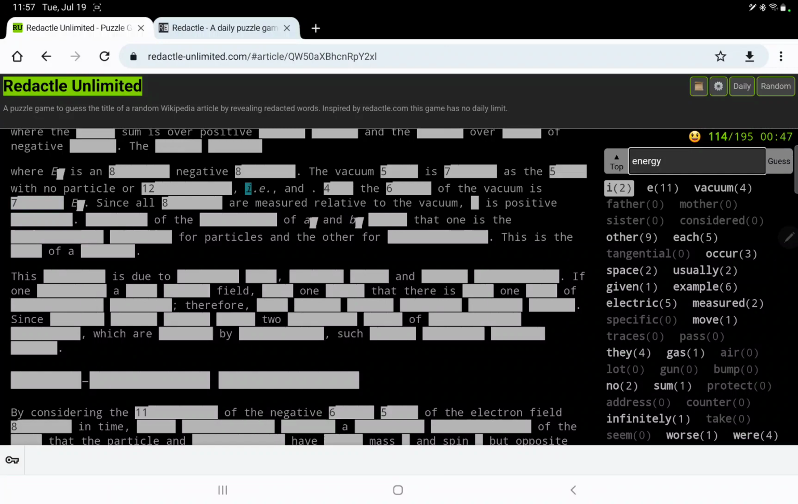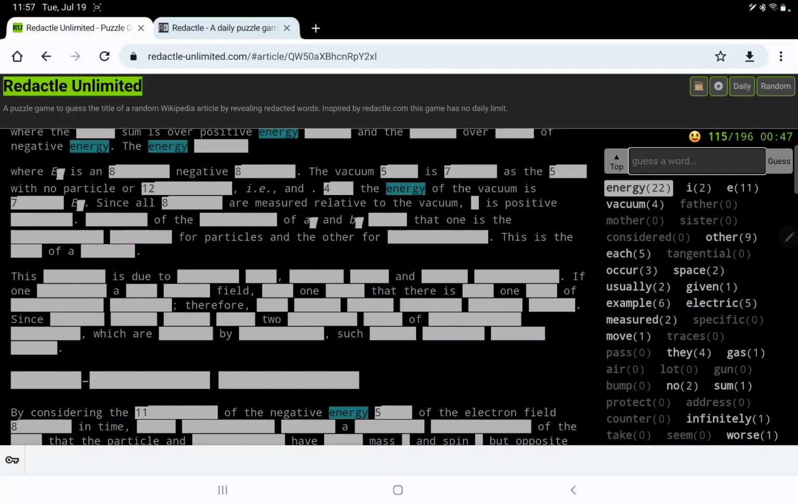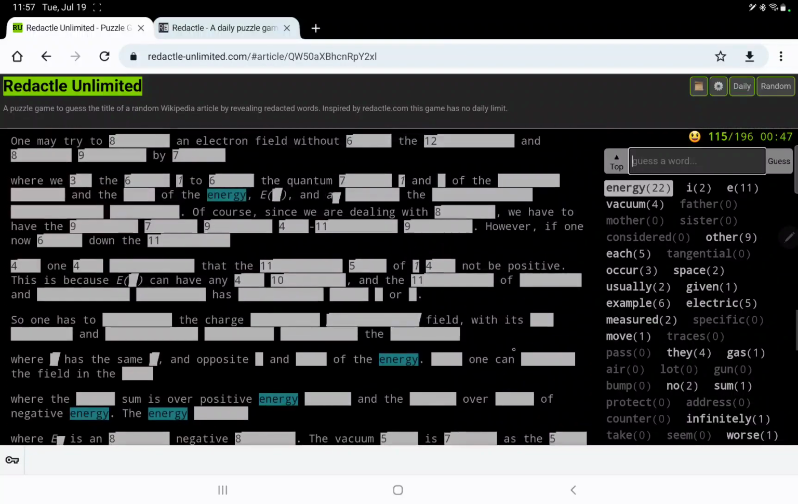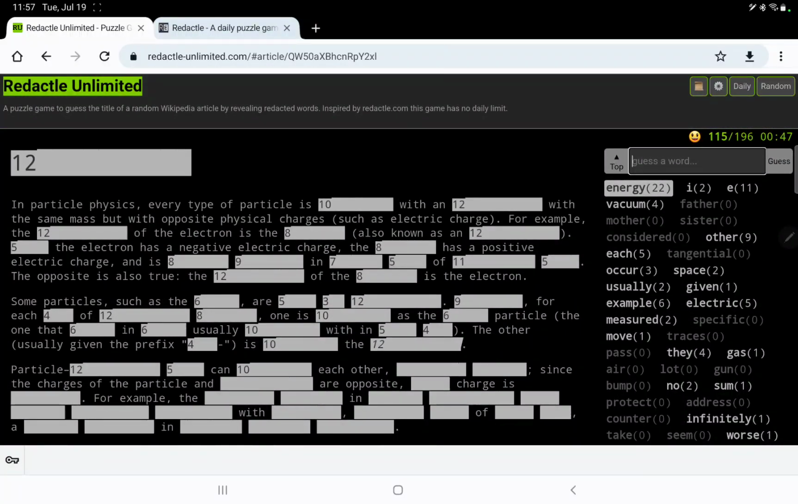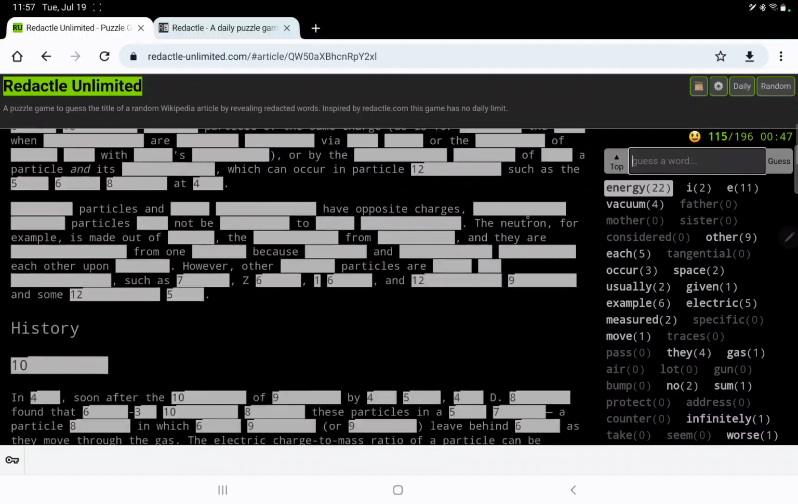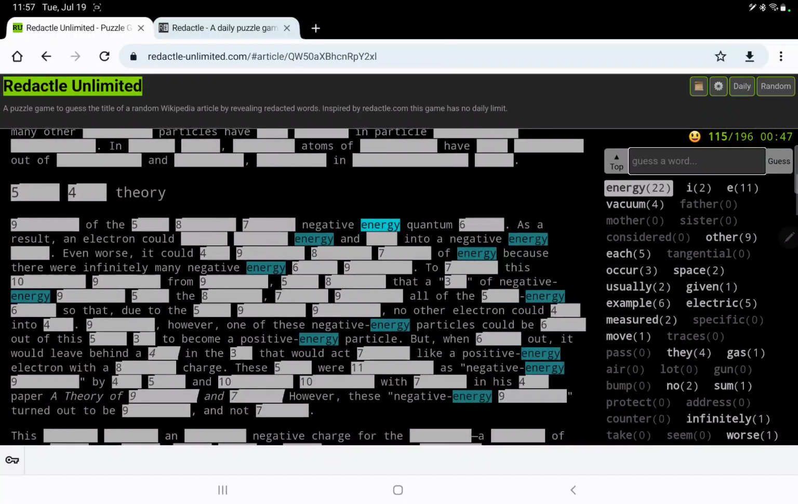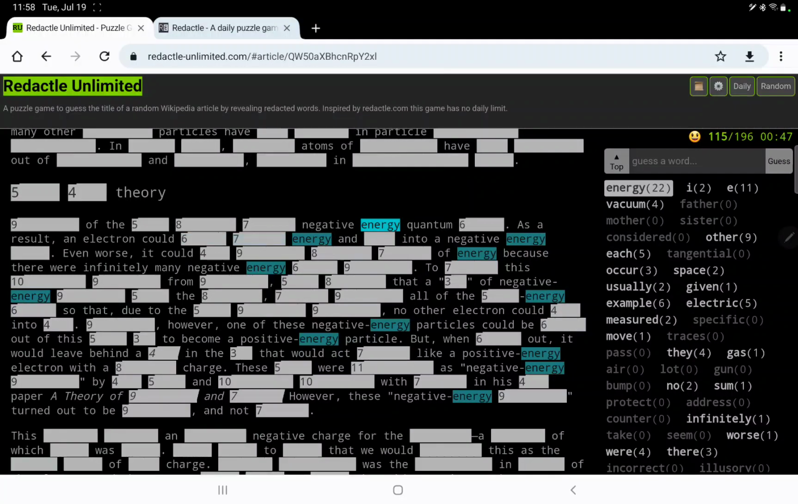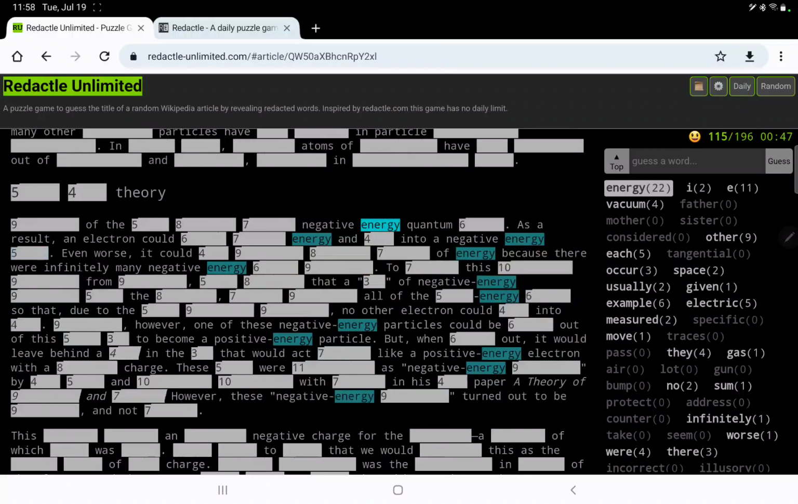Oh, I wanted to try energy as well. Oh, there we go. A lot of energies. Let's go back up to the top, see do we have energy there? No. Where do we start seeing the energies? So this is in the something theory, not space-time theory. Something of the something, as a result, an electron could something energy and something into a negative energy something.